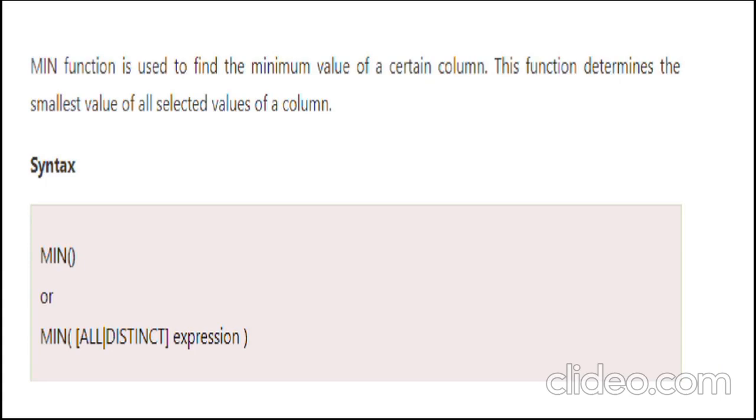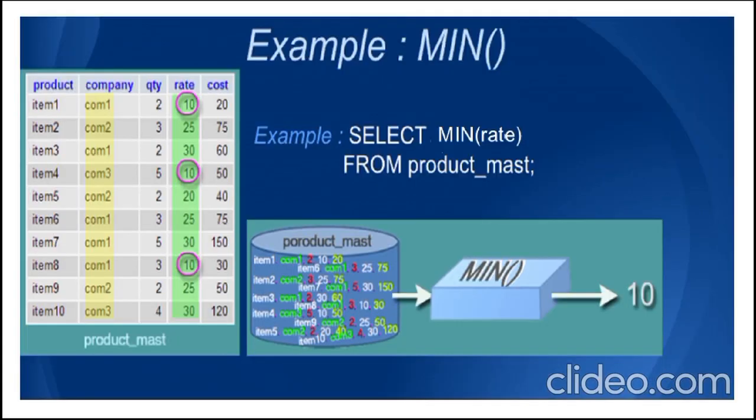Minimum function. The minimum function is used to find the minimum value of the selected column. This function determines the smallest value of all the selected values of the column. Syntax: min. Select minimum rate from product_mast. In the above table, I have circled the minimum value 10. Output 10.